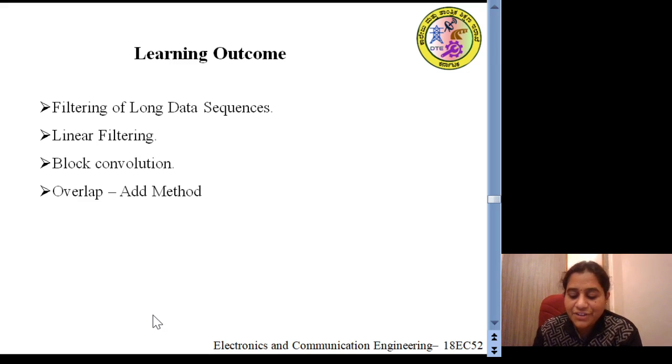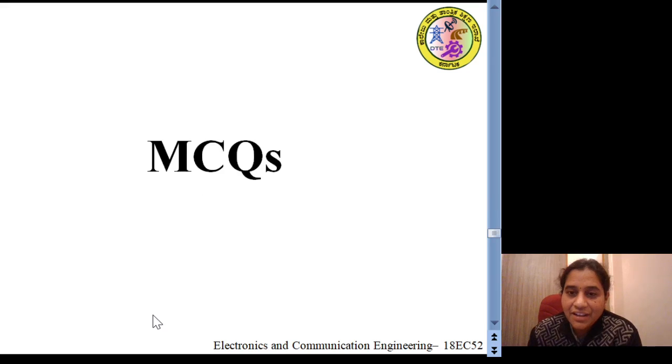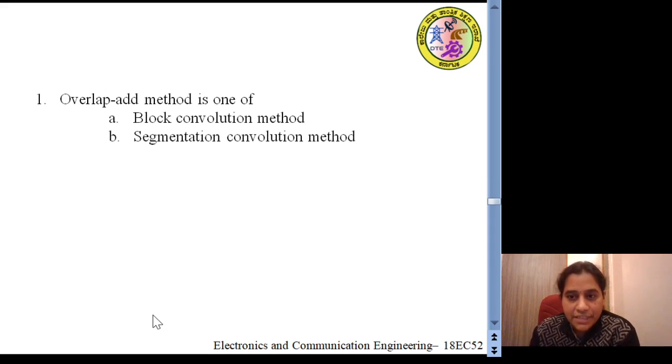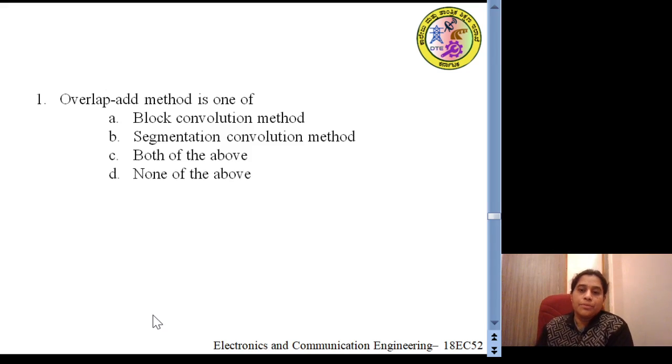To check how well we understood the concept, let us have some multiple choice questions here. Try to answer. The overlap add method is one of the options: block convolution method, segmentation convolution method, both of the above, or none of the above. What's the answer?